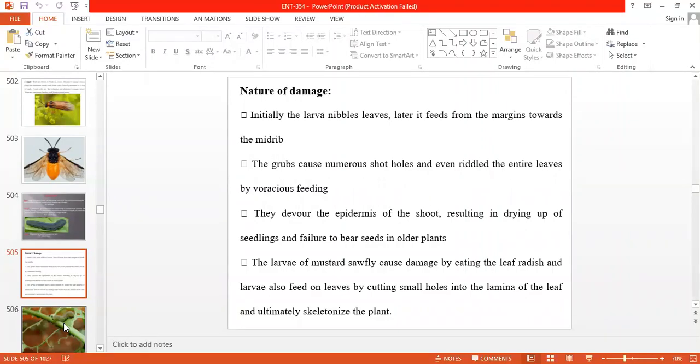One can find the entire leaves riddled by voracious feeding. They devour the epidermis of the shoot, resulting in drying up of seedlings and failure to bear seeds in older plants.